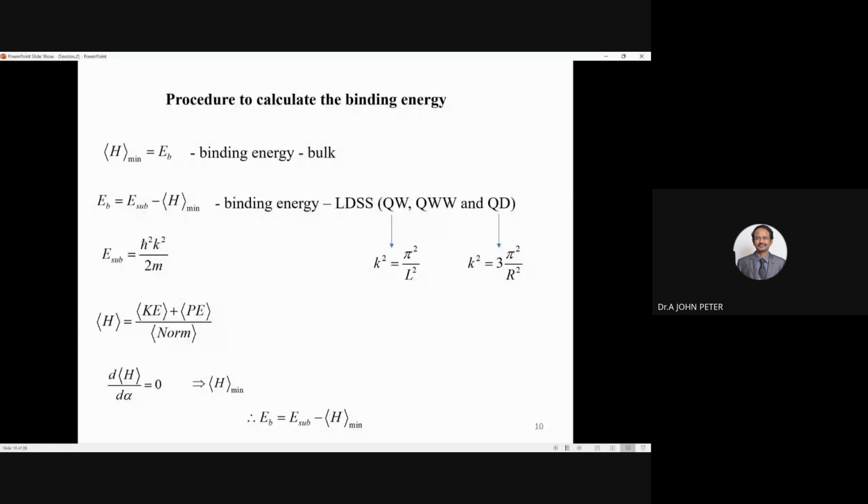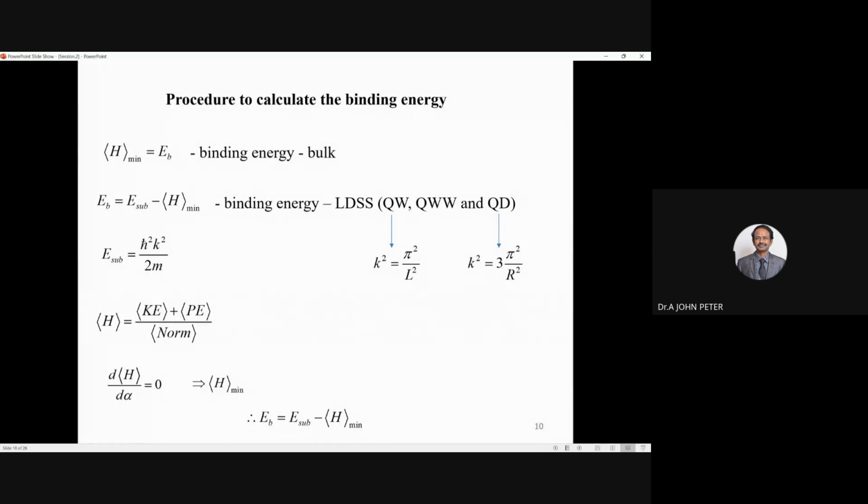Very, very important one: we are going to calculate now the procedure to calculate the binding energy. These things are easily available on the net. You just have it in your mind. Now H minimum. H minimum is obtained by dH by d alpha equals zero, minimizing with respect to the variational parameter. You need not differentiate. The package will differentiate. Okay, I'll show it now in a minute.